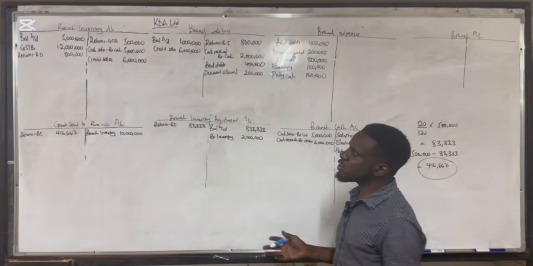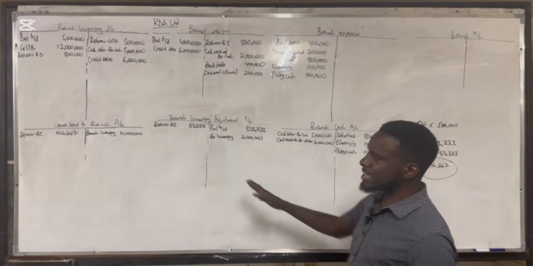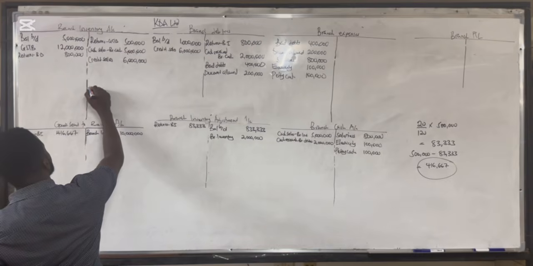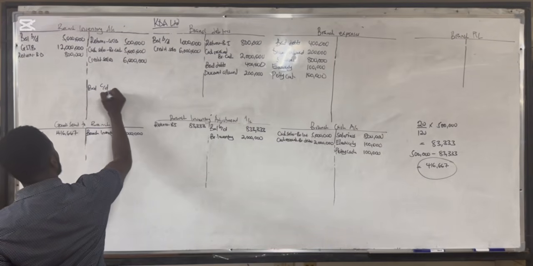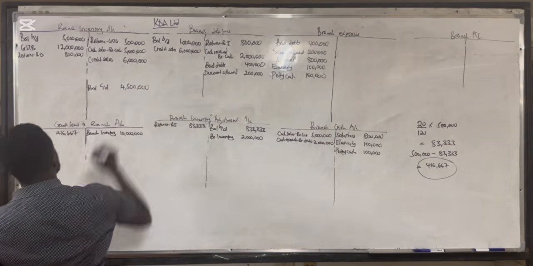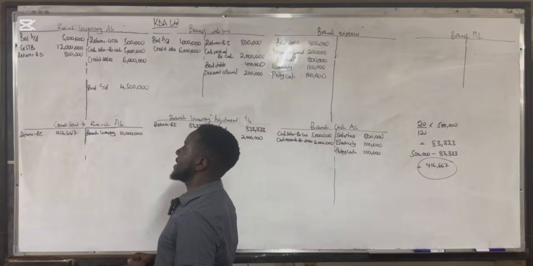Now we are going to close up these accounts, but before closing up this account, remember they gave us a balance carried down for branch inventory. So we are supposed to bring that balance carried down here, which was 4,500,000. So that was the balance carried down.